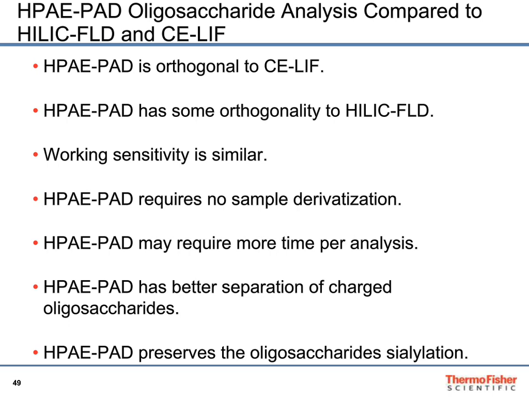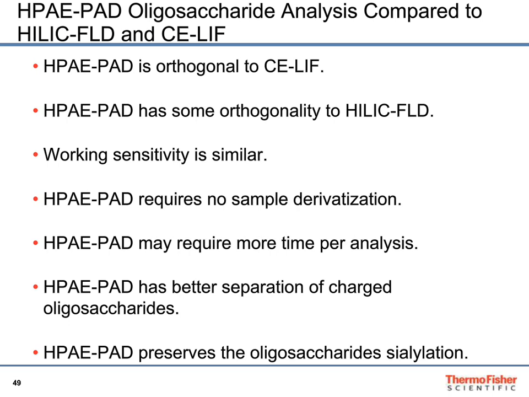Certainly fluorescence is a bit more sensitive than PAD, but usually you require a certain amount of sample to work up that fluorescence sample, so you can do only a number of injections. With PAD, we can literally inject everything we have, so that's what I refer to as working sensitivity. Again, HPAE-PAD requires no derivatization. It may require a little bit more time per analysis currently with some of the separations we have, but again, you're not spending any time doing any derivatization.